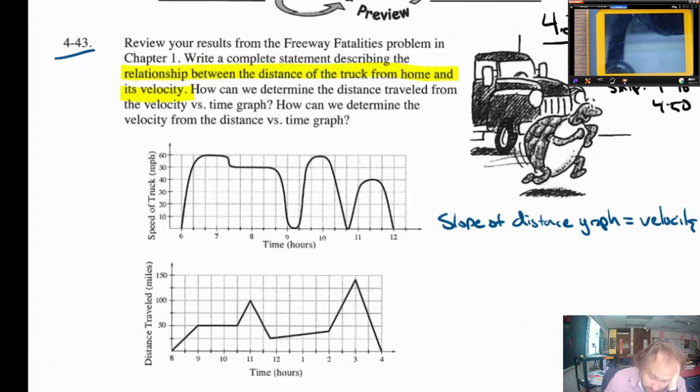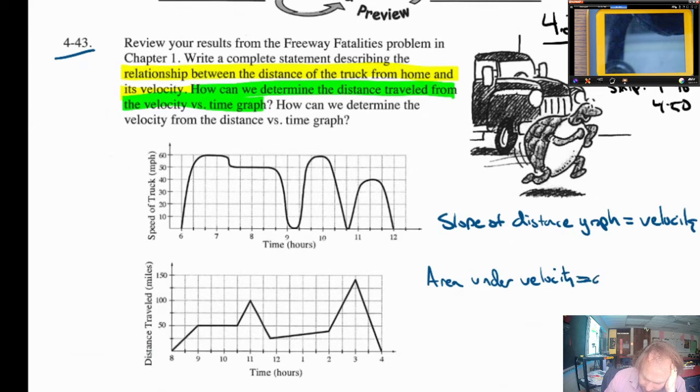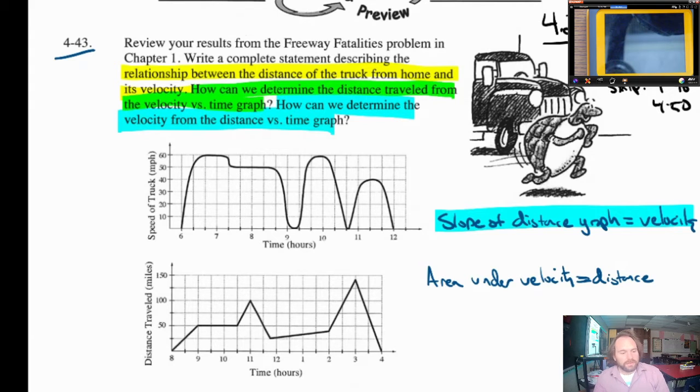of the car. How can we determine the distance traveled from the velocity versus time graph? That's the other connection. This is the area under the velocity graph equals the distance traveled at any time. The last question is, how can we determine velocity from the distance versus time graph? Well, we actually already kind of talked about that in the previous answer. It's the slope of the distance graph. This is a big connection.